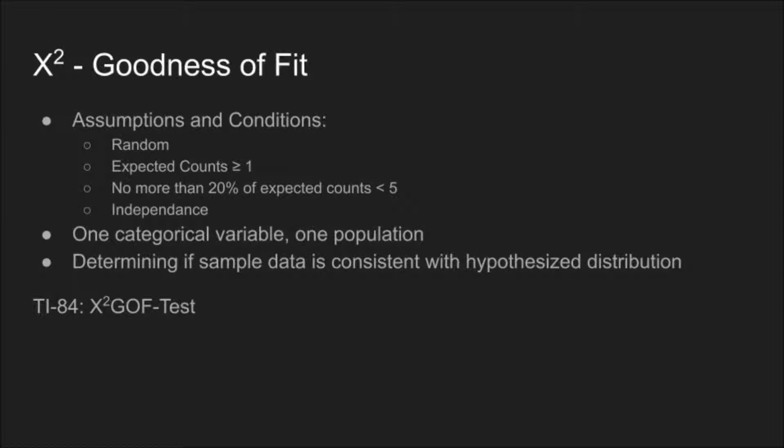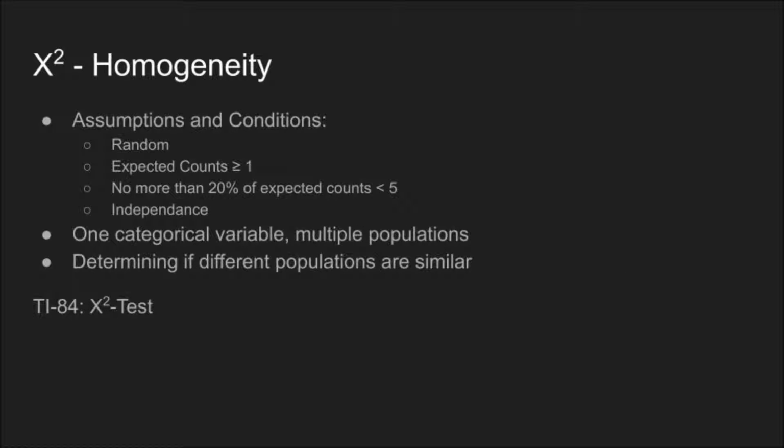Starting on chi-squared, we have goodness of fit, where you have one categorical variable and one population. The purpose of this test is to determine if the sample data is consistent with a hypothesized distribution. Next is homogeneity, where you have one categorical variable but multiple populations, and you're trying to determine if the different populations are similar.